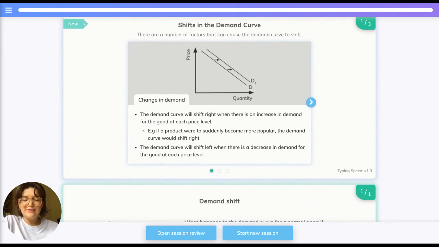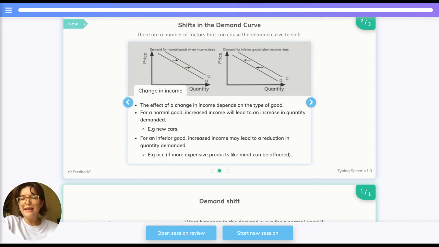So what causes shifts in the demand curve? The demand curve will shift to the right when there is an increase in demand for the good at each price level. For example, if a product is suddenly to become more popular, the demand curve would shift to the right. On the other hand, the demand curve will shift to the left when there is a decrease in demand for the good at each price level.